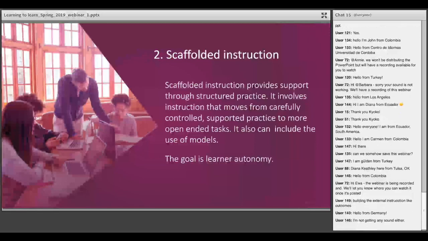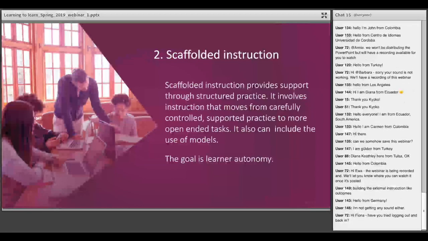And so structured and scaffolded instruction involves structured practice. The notion of structured practice is that it moves from being very, very controlled to removing some of that control and going towards open-ended tasks, because that's how we use language. We use language to communicate. We always have a function or a purpose. And it also can include the use of models.